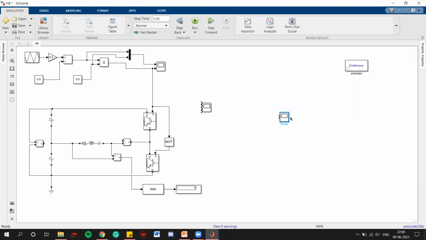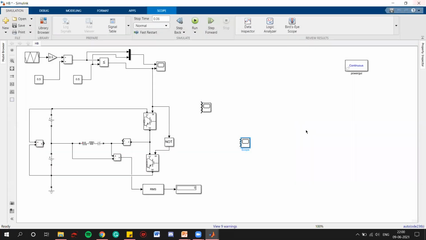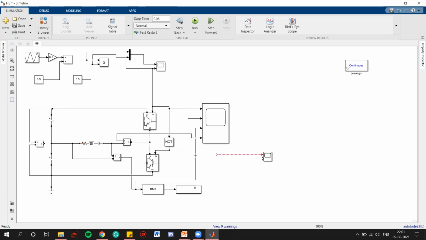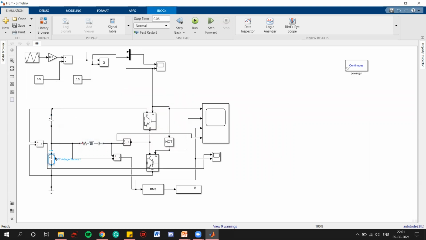Now take one more scope. Here we will compare input and output voltages in one screen only. So the first graph will be of the gate pulse. The second graph would be of the NOT gate pulse. Third one would be the voltage. Fourth one would be the current. Here, the first one would be the input voltage. Second one would be the output voltage. Right. So the input will be of 50 volts each. So that means total of 100 volts.